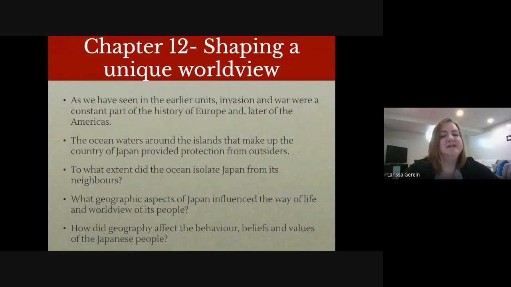Well, Japan was pretty isolated from its neighbors because of the ocean. We're going to see that the ocean in between China and Japan is actually pretty rough, and so it was hard to navigate. And so, how did the geography of Japan influence their way of life and their worldview? And how did it affect their behaviors, beliefs, and values?